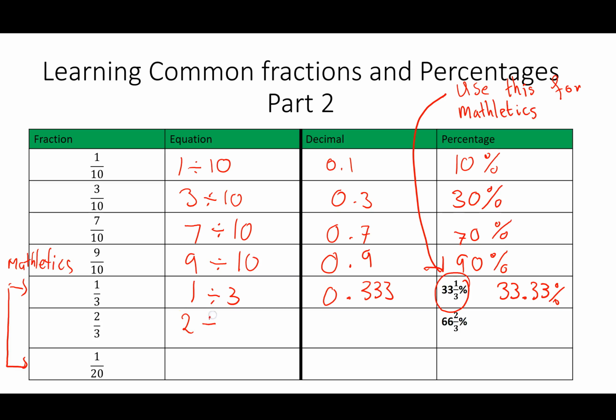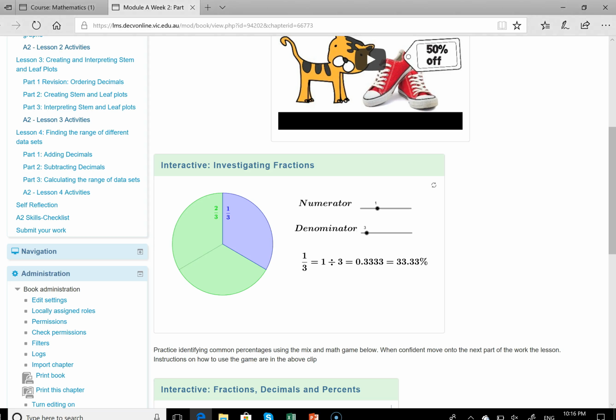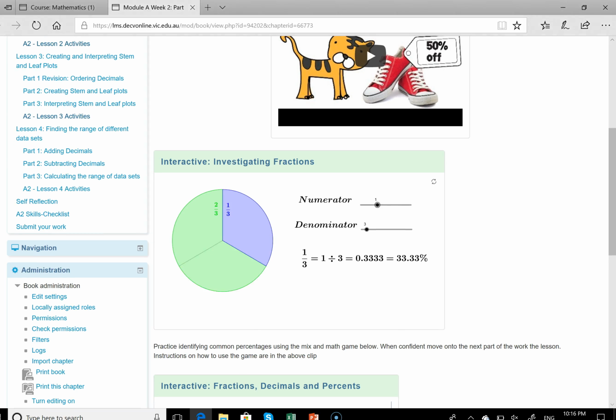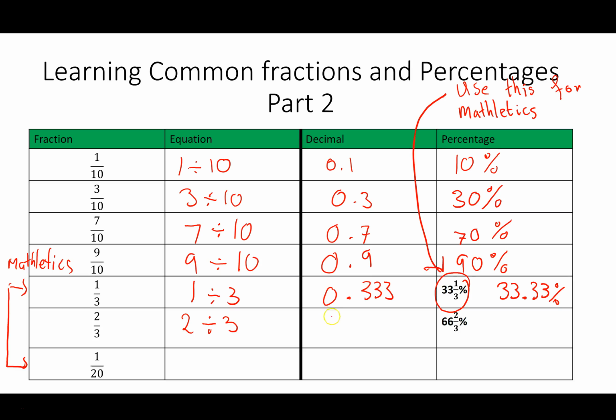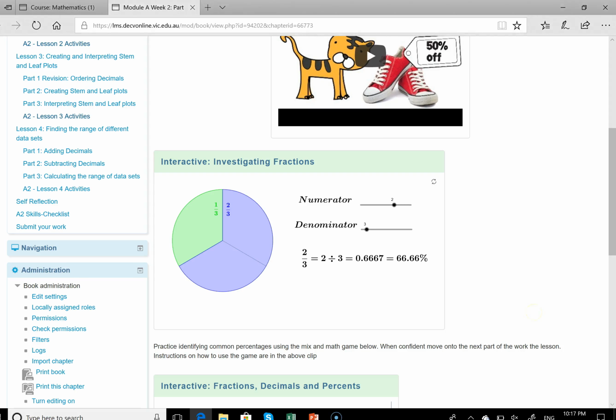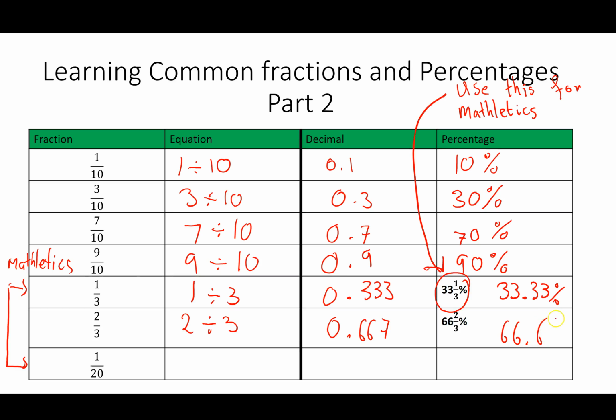2/3, so 2 divided by 3 is, using the app or the interactive. So we're changing the numerator, which is a top number, to 2. We get 66%, or 0.667, because they've rounded it. And as a percentage was 66. Let's double check what they did for that. 66%. Mathletics wants the percentage represented as 66 and 2/3%. Like so.